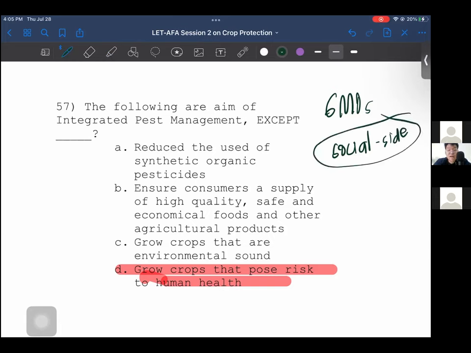Still, meron tayong mga tao, we are entitled to our own opinion. Ganyan, we are entitled to our own opinion. And a person needs to be knowledgeable sa kung ano yung kakainin niya. So that is considering the social side of it.